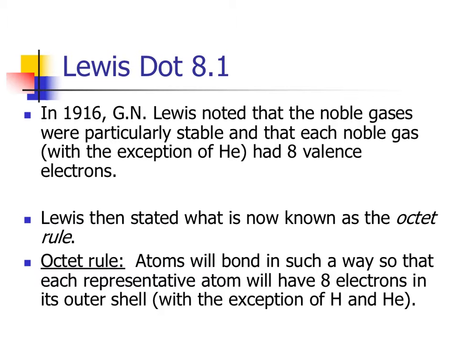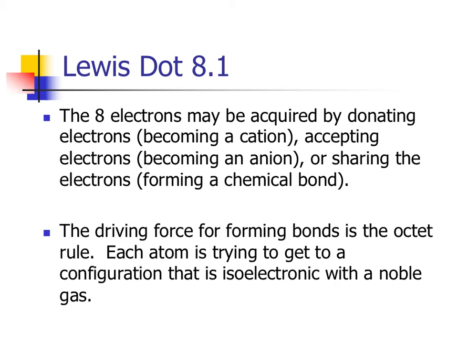Now, some might even say that lithium and beryllium would only lose electrons, and so they would kind of be in that exception, but they don't formally say that is an exception. So the octet can be acquired either by donating, becoming a cation, forming that positive charge, accepting, becoming an anion, or sharing, becoming the covalent compound that they are.